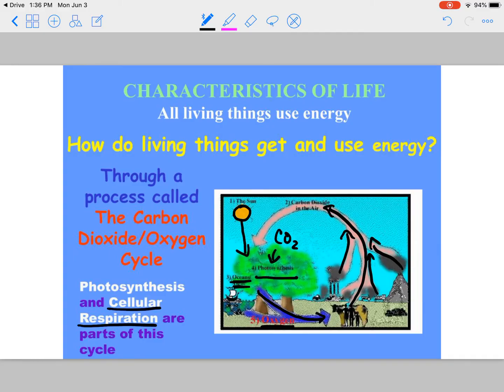So when we have deforestation, when a lot of plants are being removed, or let's say there's a forest fire and a bunch of plants get burned down, then that means that there is less carbon dioxide being taken out of the air. So more carbon dioxide builds up in the atmosphere, and we're getting less and less oxygen given off.